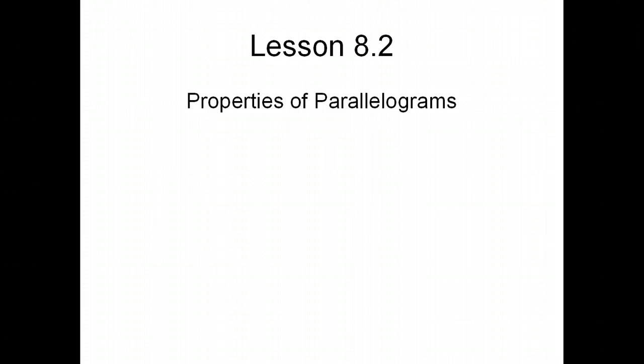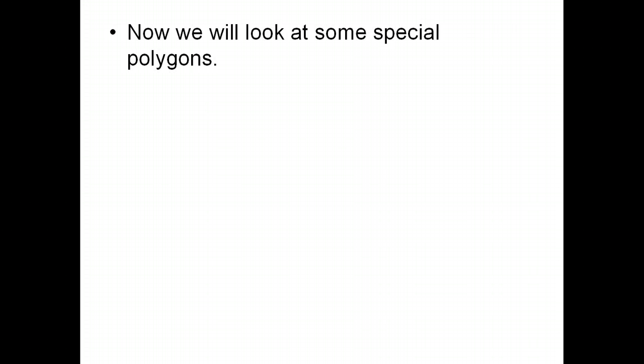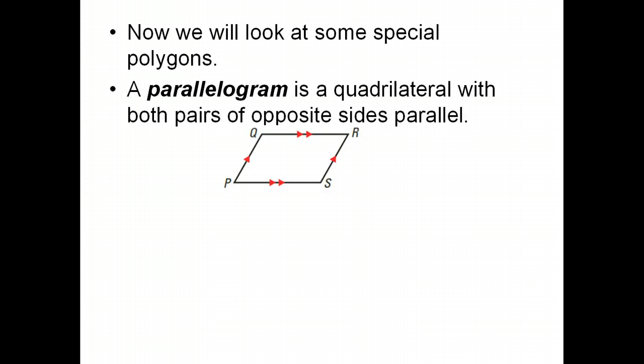Lesson 8.2 is about properties of parallelograms. Now we're going to look at some special polygons. A parallelogram is a quadrilateral, 4 sides, with both pairs of opposite sides parallel.